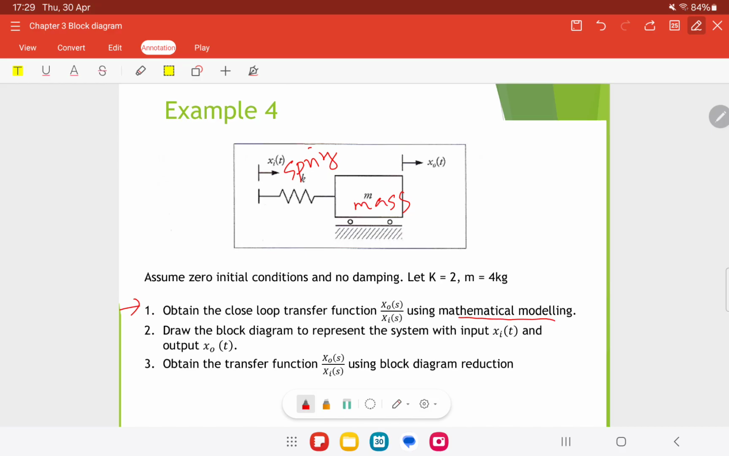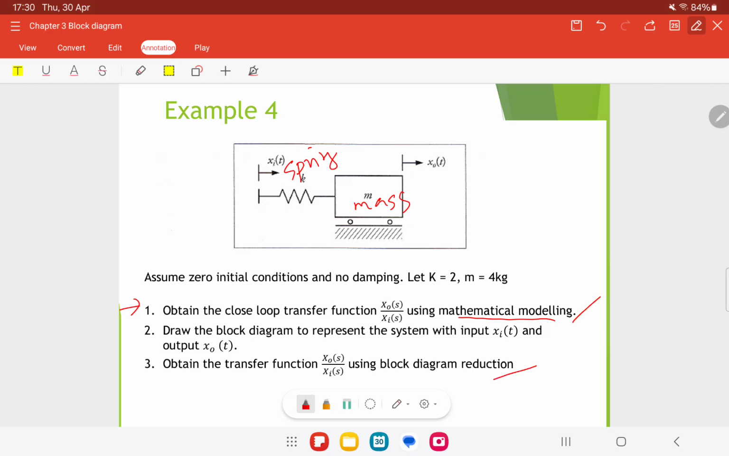Okay, to get the transfer function, we have three methods. The first one is the analytical method. For the mathematical modeling, we need to derive the equations for this system, the spring and the mass. The second method is by using the block diagram reduction. We want to get the transfer function, the ratio of the output to the input. And the third method is the graphical method, by using the signal flow graph. For this question, we only compare the mathematical modeling with the block diagram reduction.